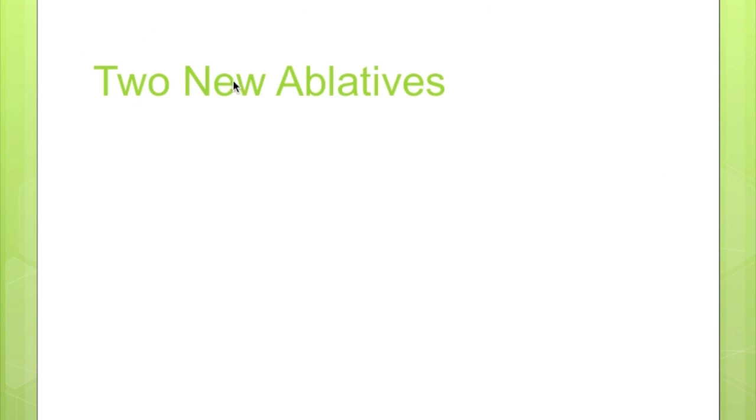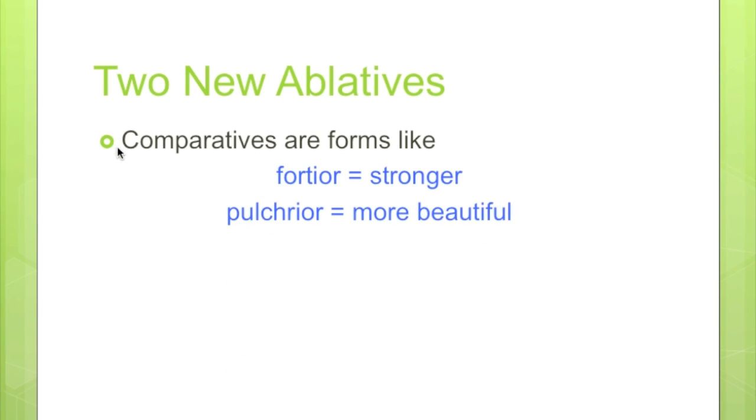First, let's look at the two new ablatives. Of course, you remember comparatives. Comparatives are forms like fortior, which means stronger, or pulchrior, which means more beautiful, or stultius, which means more stupidly.